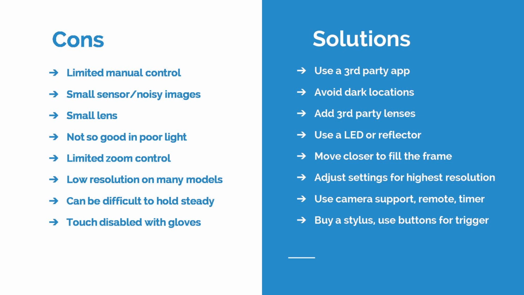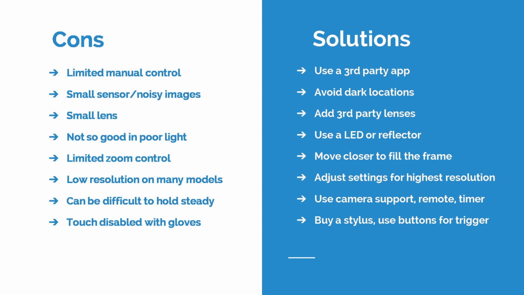A small lens, we can use third-party lenses. So there are many macro lenses and wide-angle lenses and a couple of other options available for a few dollars. Not so good in poor light, so you can use an LED or reflector. A reflector can be just as simple as a white card, a white sheet or a white piece of polystyrene foam, that you can reflect the light back onto the subject. Limited zoom control, if we move closer to fill the frame, and I'll show you examples of this in a minute. I'm just going through in point form first.